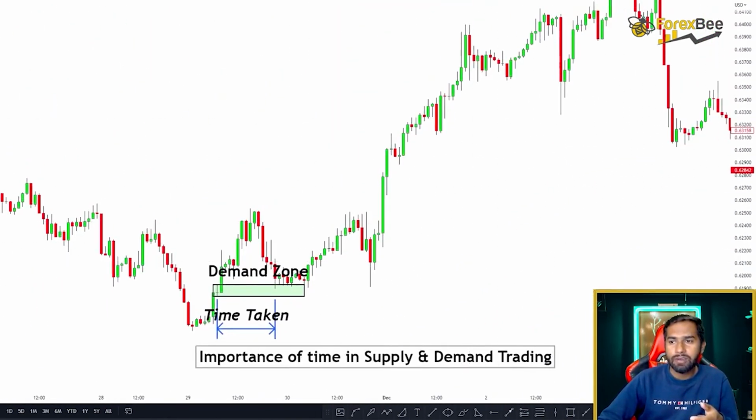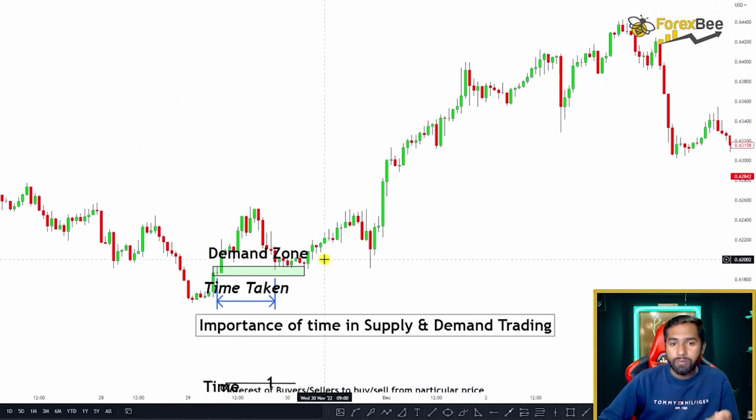Now as you can see here, when we would be trading this zone, we would put our entry here, put our stop loss here, and our take profit would be according to the strategy that comes with the supply and demand indicator.